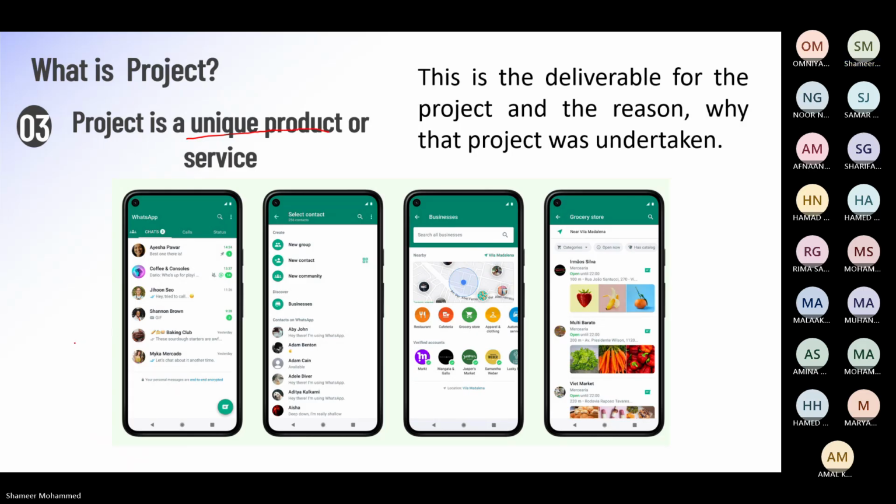Another one, see here, you are selecting something here, a contact, to send a message or picture or whatever it is, a document. And here, see, you are doing some business.